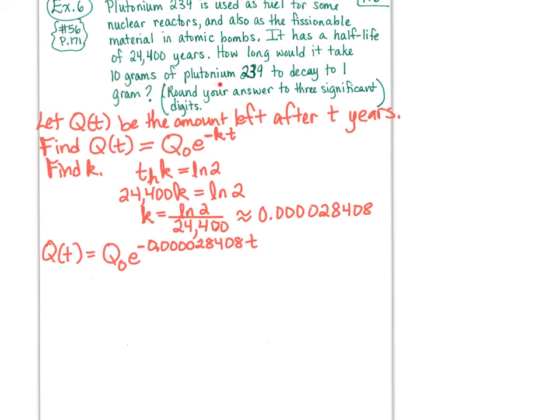Now notice how the question says how long would it take 10 grams of plutonium-239 to decay to 1 gram. So we know that we start out with 10 grams. Well, what we start out with, that's Q naught. So we know that Q naught equals 10 grams. And we want to find out how long it's going to take that to decay to 1 gram. So we also know that Q of T itself is equal to 1 gram.